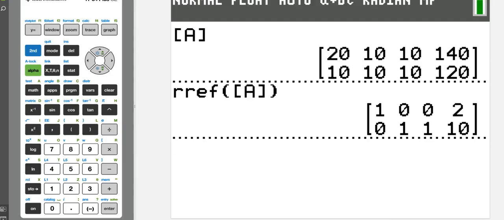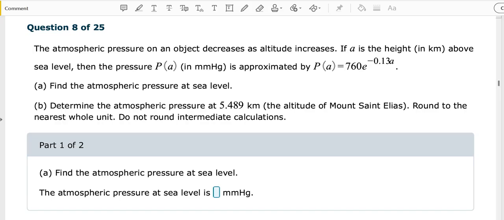Question 8. The atmospheric pressure on an object decreases as altitude increases. If A is the height in kilometers above sea level, then the pressure P of A in millimeters mercury is approximated by P of A equals 760 e to the power of -0.13 A. That's our function. That's given to us. It wants us to find the atmospheric pressure at sea level.